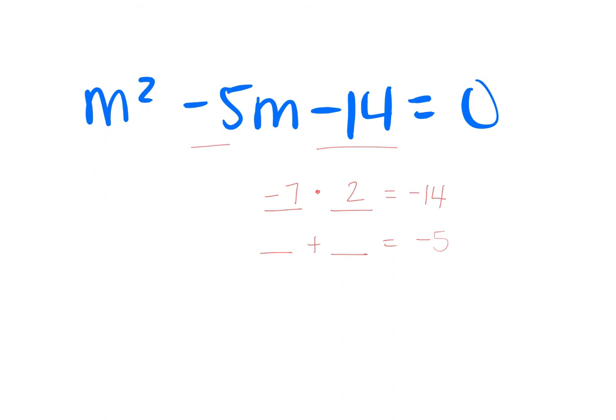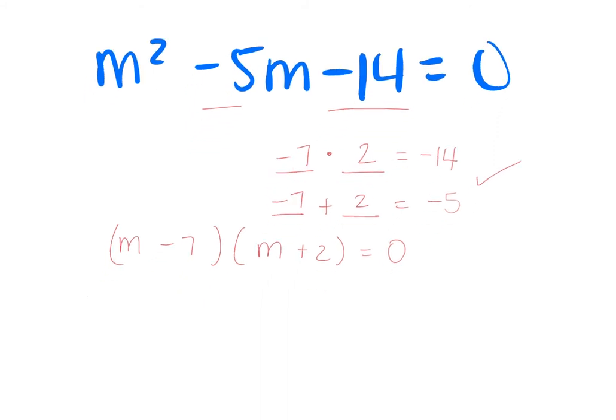Let's check it out. What's negative 7 times positive 2? Negative 14. What's negative 7 plus 2? Negative 5. Do these work? Absolutely. So my factors are just m and m. What goes in the parentheses, guys? Minus 7. And what's the other one, Anthony? Plus 2. So we factored. Now we have to set each equal to 0.